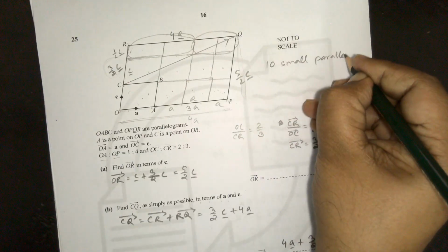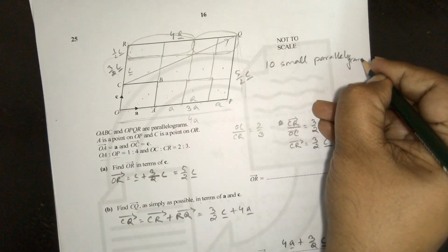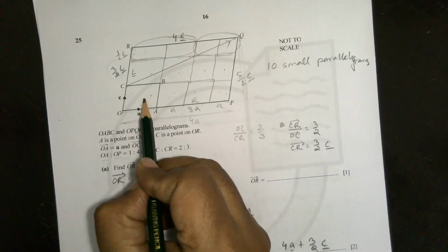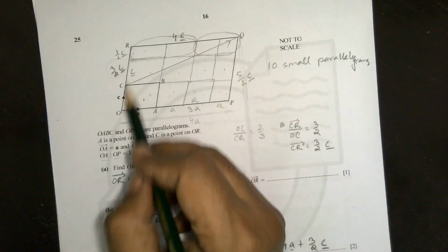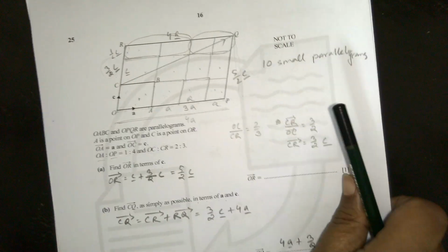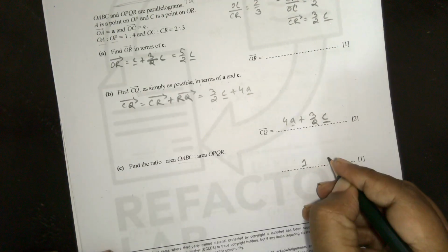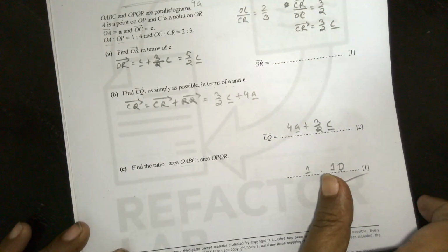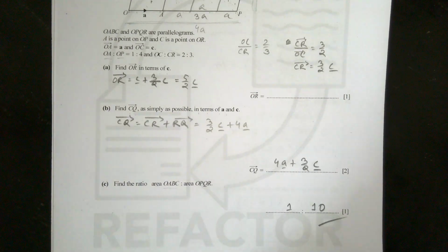So this is one, and the larger contains how many? 10. So the ratio is simply 1:10. No calculation, because in order to find the area you need to calculate the height for 1 mark. Finding height with the unknown theta is, I don't think, necessary. It's not worth the time.